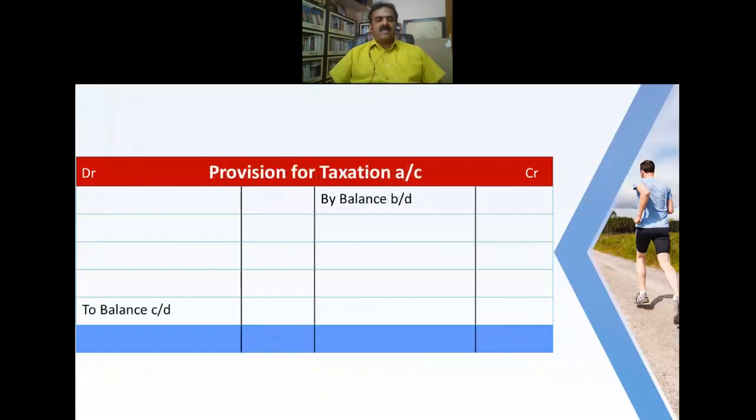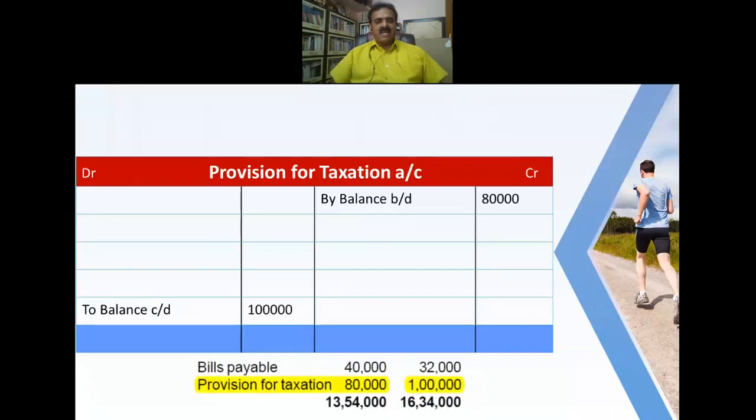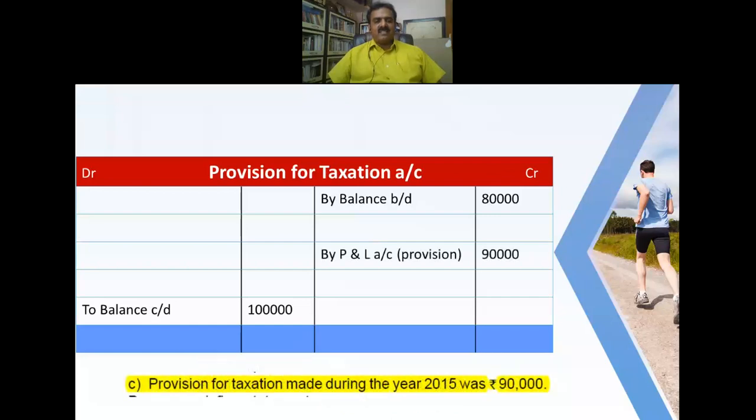The third adjustment is pertaining to the provision for taxation. Provision for taxation is a liability, non-current liability. First take the balances. In the balance sheet, it is given that opening value is 80,000, closing balance is 1 lakh. So, by balance brought down 80,000, to balance carried down 1 lakh. After transferring the balances, the adjustment says that there is a provision for taxation made during the year. It is not paid, made during the year.